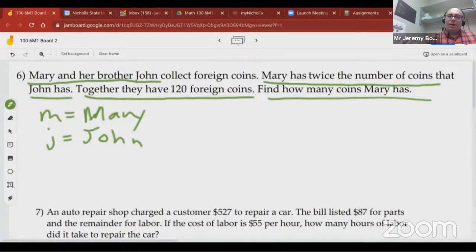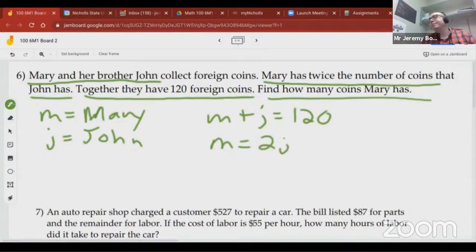Now, we know that together they have 120. So we know that M plus J should be 120. The second bit of information they give us is that Mary has twice the number of coins that John has. We can represent that as M equals twice J, which is 2J. So M is going to equal 2 times J, or just 2J. Any questions on setting that up?